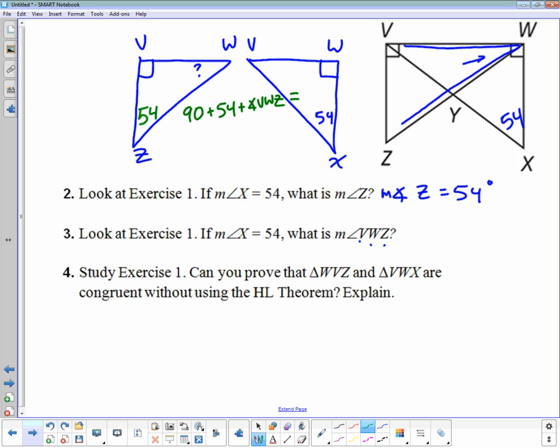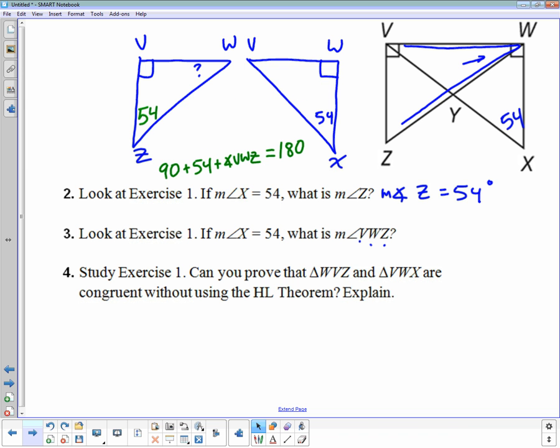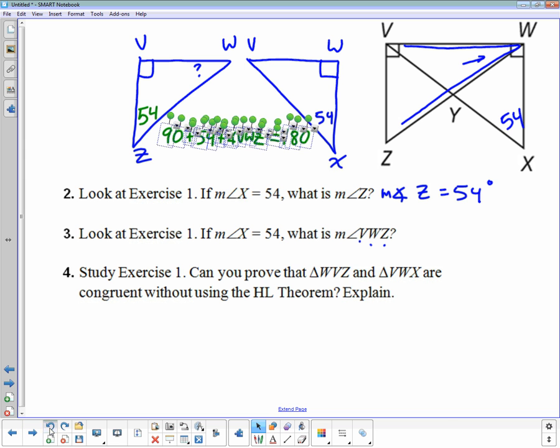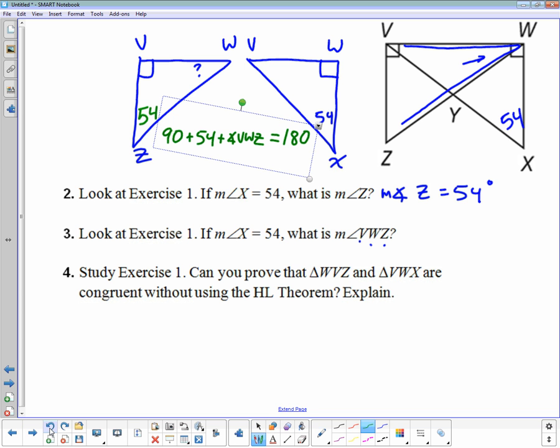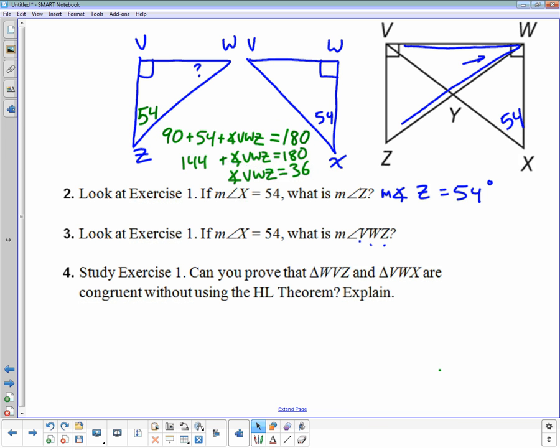equals how much? 180. Well, yeah. So now this is 144 plus angle VWZ is 180. VWZ equals 36. Okay, the sum of the angles of a triangle is 180 degrees. So we use that to find the missing pieces.